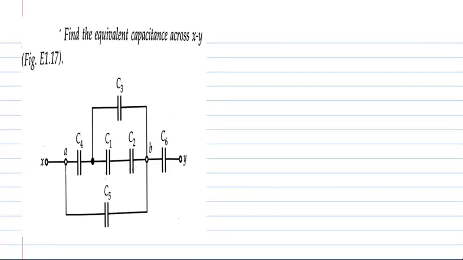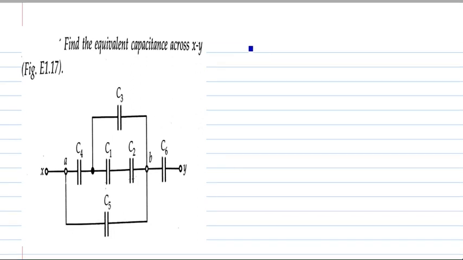Now this numerical says: find the equivalent capacitance across the xy terminal of the figure. So now we will solve for the equivalent of C3, C1 and C2. We can see C1 and C2 are connected in series and then the combination is connected in parallel with C3. So here we can take this combination of C1, C2 and C3 as C equivalent 1. So C equivalent 1 is equal to C1 into C2 upon C1 plus C2, and then plus C3. So this is C equivalent 1, the combination of C1, C2 and C3.